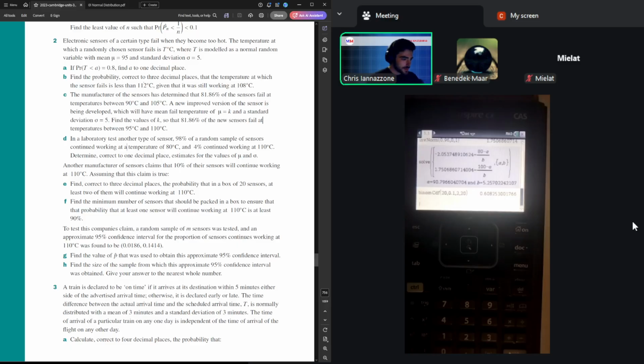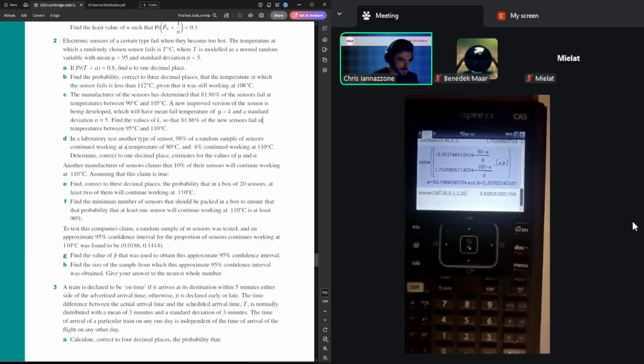Cool. And then actually no, that is not the last question. F has another indent afterwards. Okay, F. Find the minimum number of sensors that should be packed into the box to ensure that the probability that at least one sensor will continue working is at least 90%. The wording on these is strange, but because they're so strange, it's recognizable. Does anyone feel like they've seen that question before and maybe have an idea how we go about it? Is this the guessing one? Yeah, this is the one that I do a guess and check on.